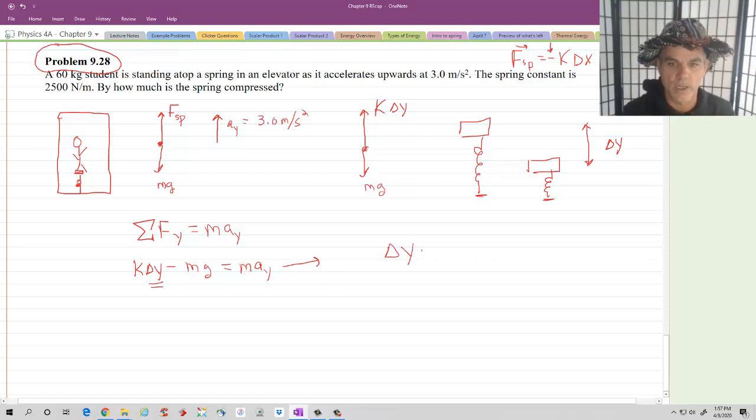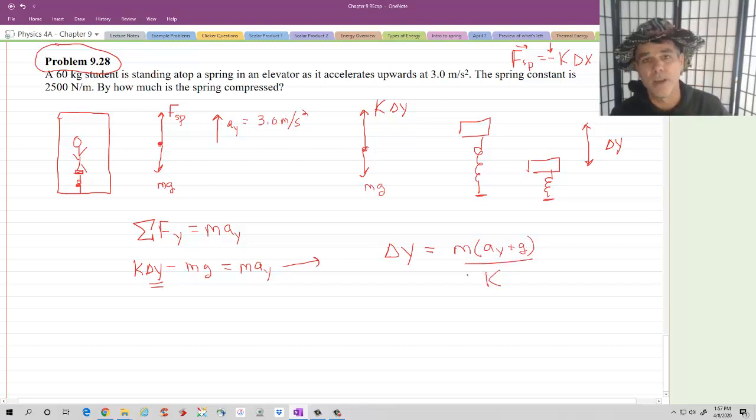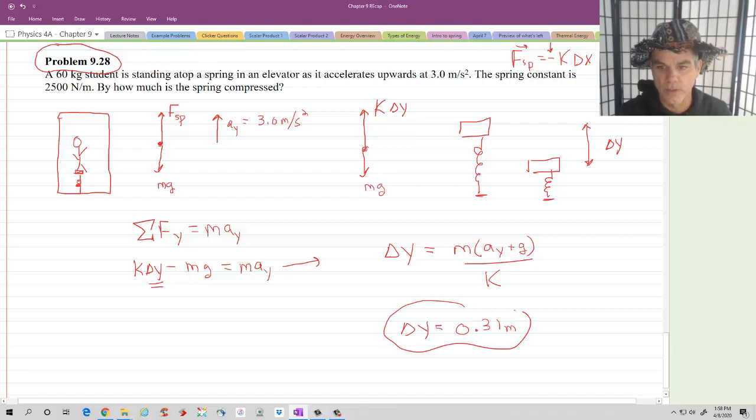So my delta y is going to be m times a y plus g divided by the spring constant. We have the mass is 60 kilograms. We've got a y is 3 meters per second squared. g is 9.8. I've got k is 2,500 newtons per meter. Plug everything in, and delta y ends up being 0.31 meters.